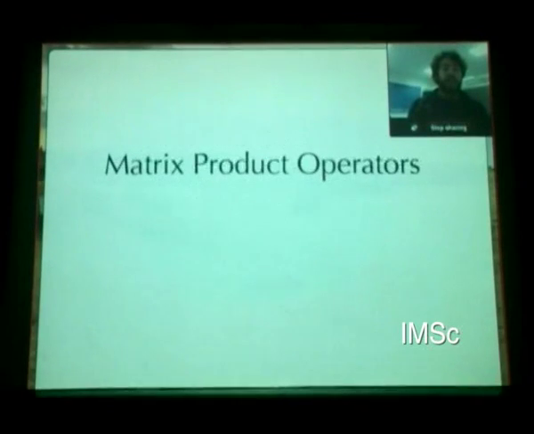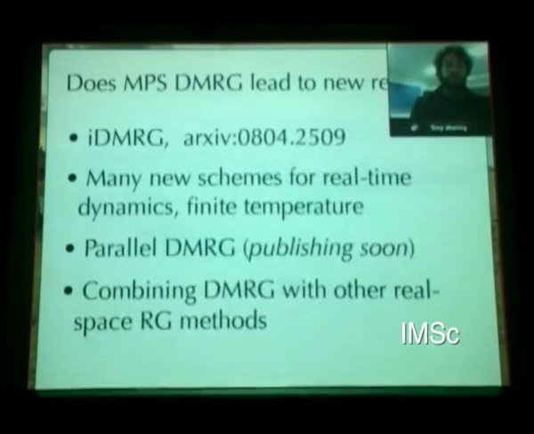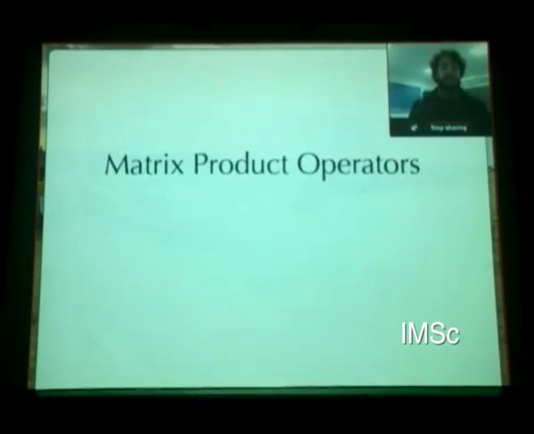And then also, matrix product states have led to a lot of nice schemes for doing real-time dynamics and finite temperature. Also, Steve and I have been working on a way to parallelize DMRG in real space, and we're going to be publishing that soon. And that heavily uses matrix product states. And then also, you can combine DMRG with real space RG methods. So these are just some of the qualitative things you can get.